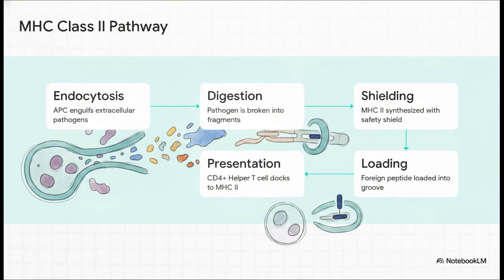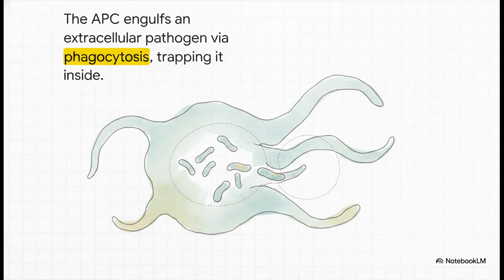Let's see how this builds. We've got a really clear, high-level roadmap of the 5 phases here. It kicks off with endocytosis, moves right into digestion, then transport and shielding, loading, and finally, presentation and activation. Starting right off with step 1, endocytosis.